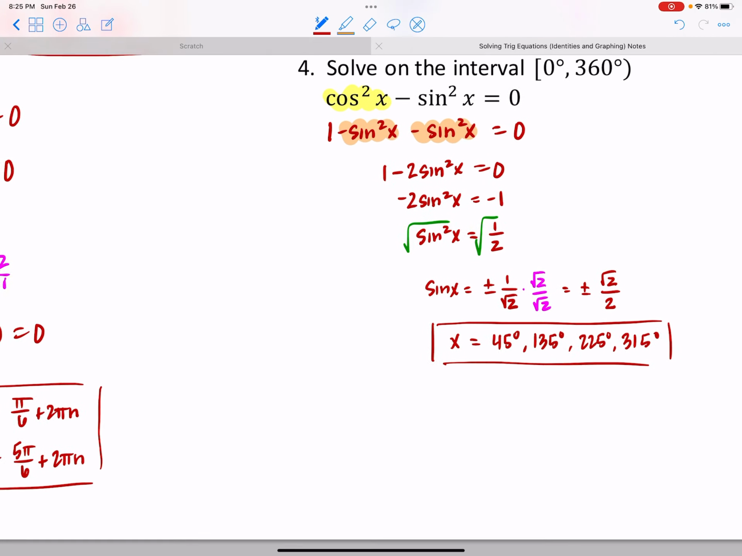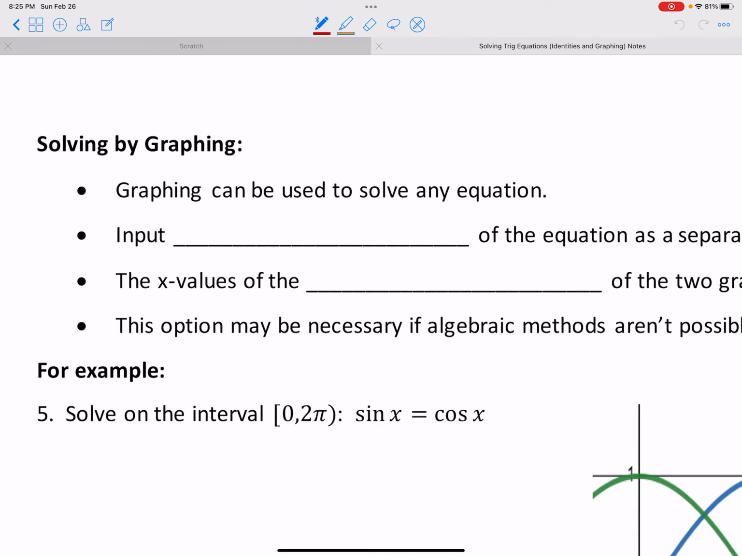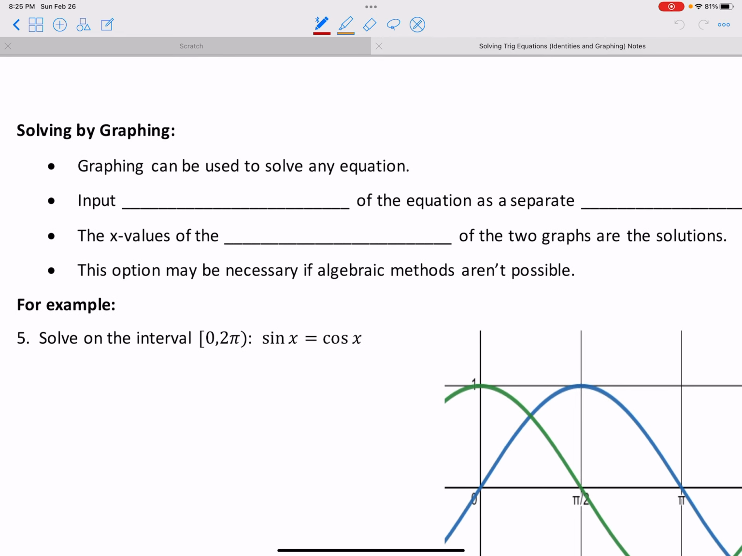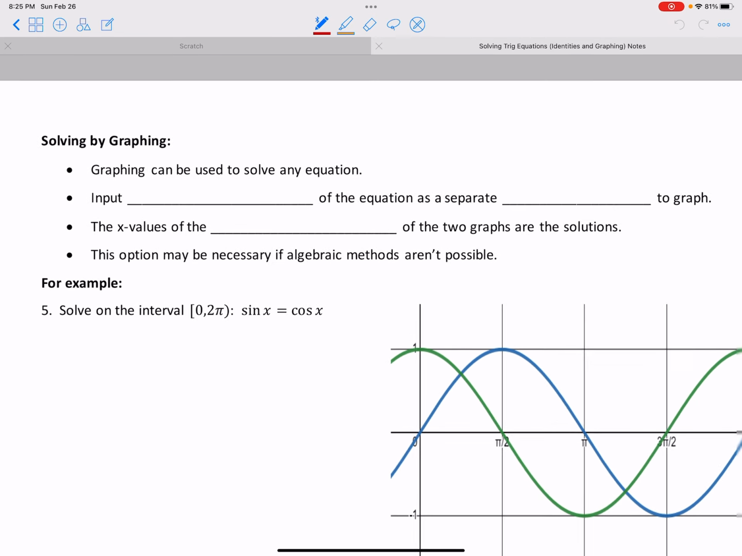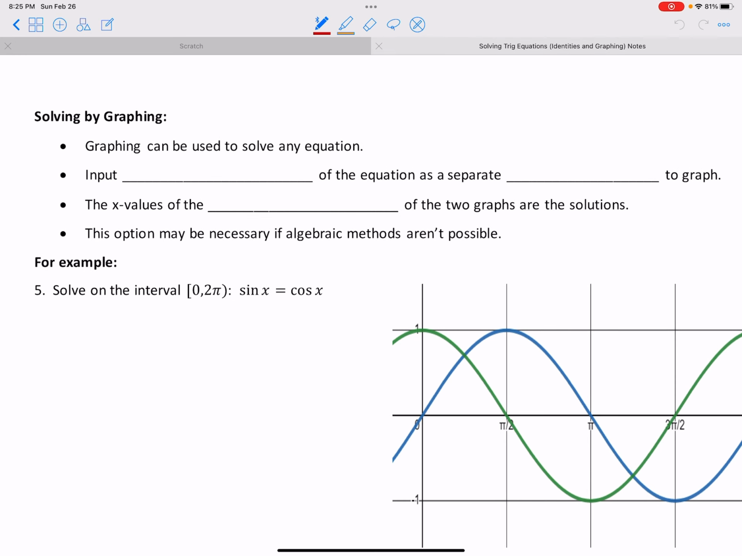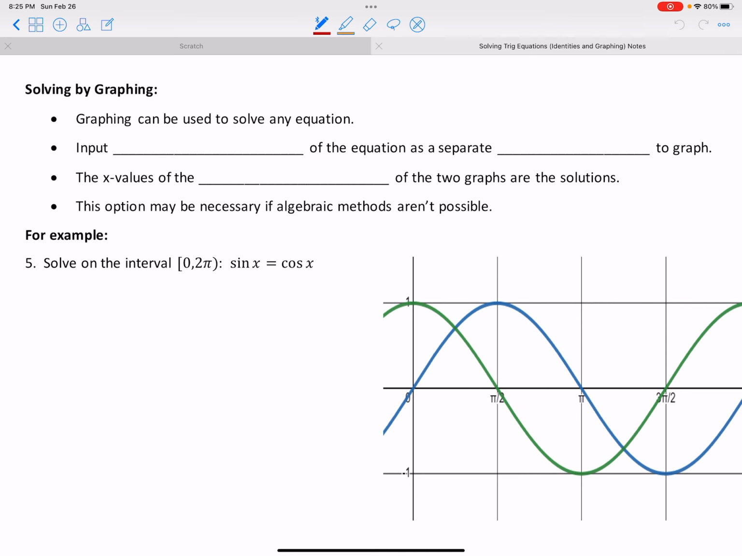So now let's look at the fourth option, solving by graphing, which I really like. Sometimes it's a necessary option, sometimes it's just a great way for you to verify the work that you're doing algebraically. If you were restricted to solving without a graphing calculator, then obviously this would not be an option. But if you have a graphing calculator, this is a great option. And actually, graphing can be used to solve any equation. I don't know if you realize this, but yeah, this is true.